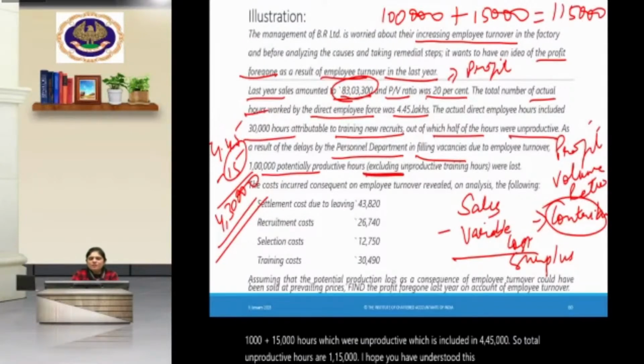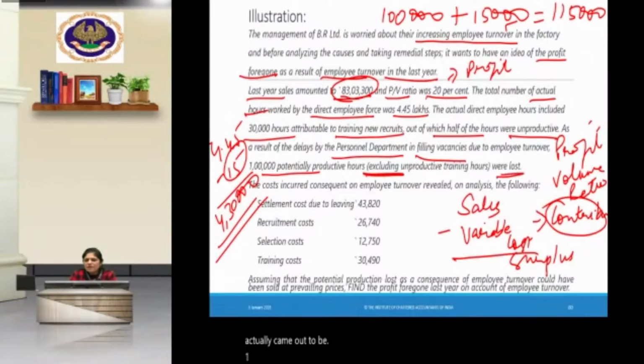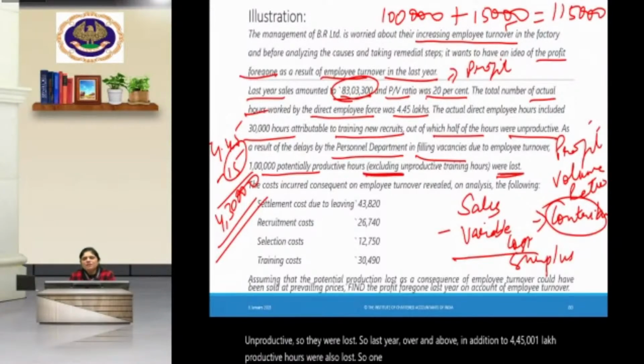See, 4,45,000 were total hours for last year. Out of these, 15,000 were unproductive. So this is the 15,000 out of 4,45,000. And there were an additional 1 lakh productive hours which were lost, which actually came out to be unproductive. So last year, in addition to 4,45,000, 1 lakh productive hours were also lost. So 1 lakh plus 15,000, total 1,15,000 unproductive. Okay?